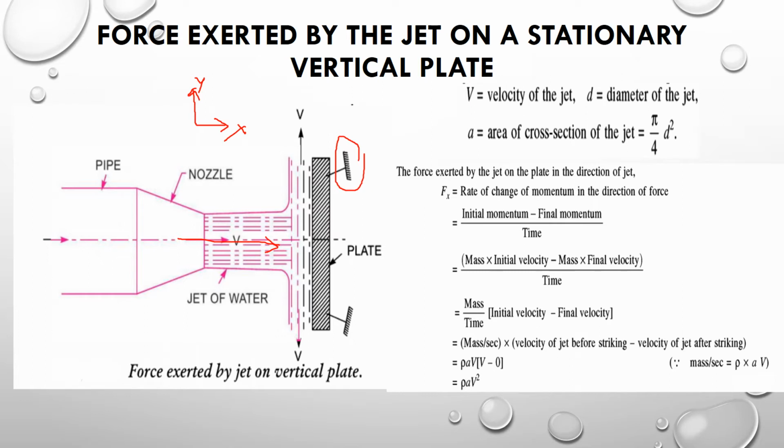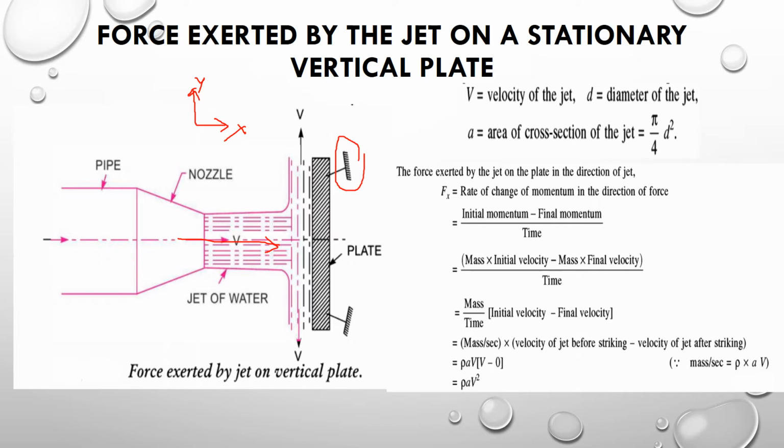So the direction of the jet is in the x direction. We write Fx, that is the force exerted, as per Newton's second law of motion, is the rate of change of momentum in the direction of the force. That you can write as initial momentum minus final momentum by time. Momentum is nothing but mass into velocity. So mass into initial velocity minus mass into final velocity by time. You can write it like this: mass by time into initial velocity minus final velocity. Mass by time means mass per second. We are considering it per second.